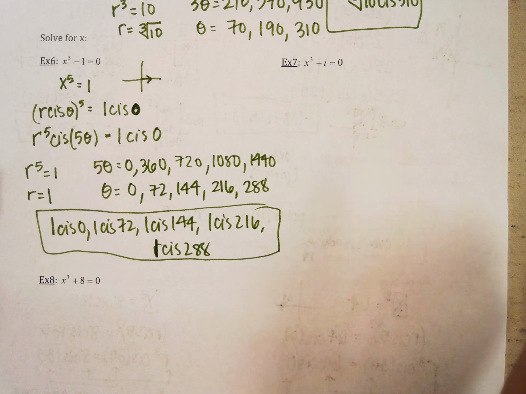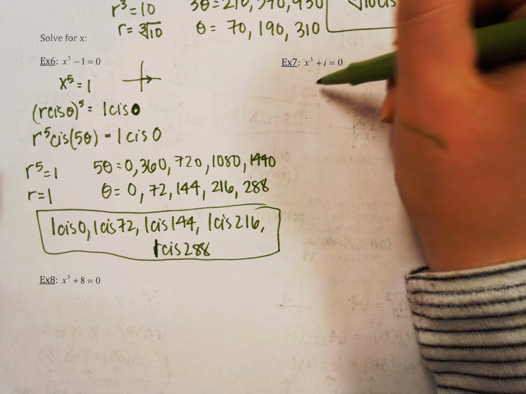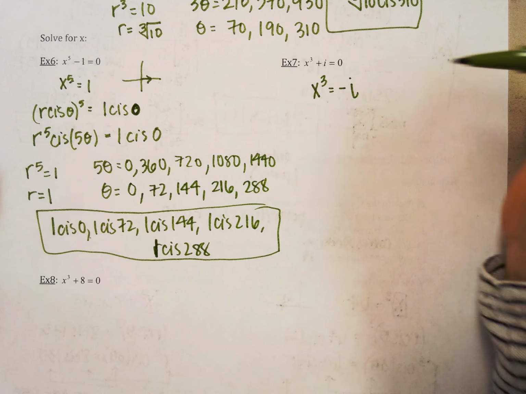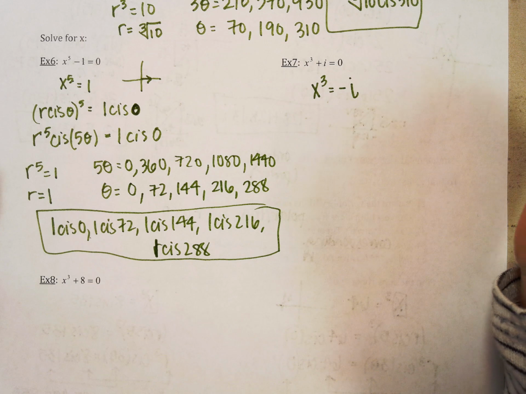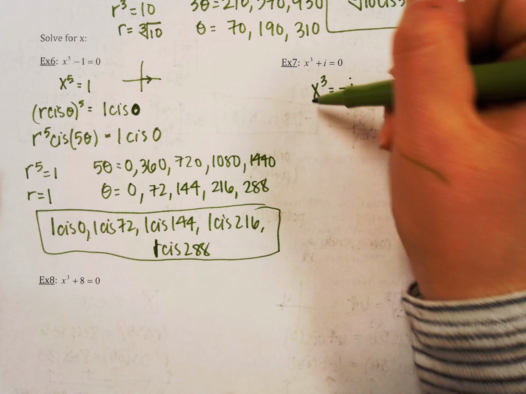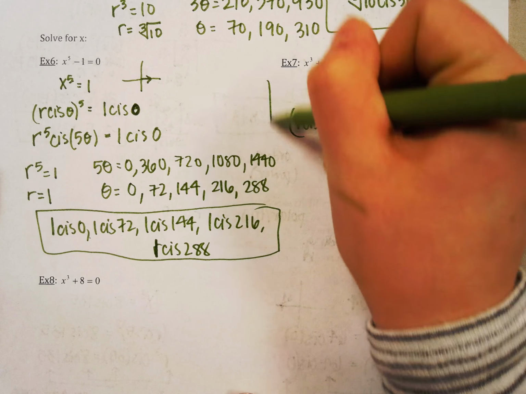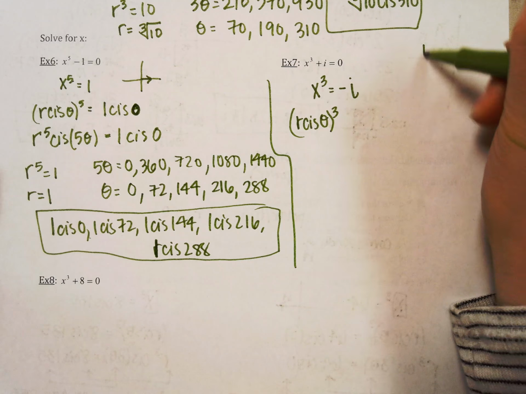Okay, last 2. For this one, again, we have to isolate our x value. So I'm going to move the i over to the other side. And then we're in the part where we convert to polar. So this will be r cis theta to the 3rd power. This one we haven't dealt with before.